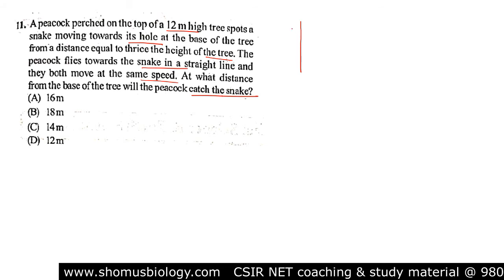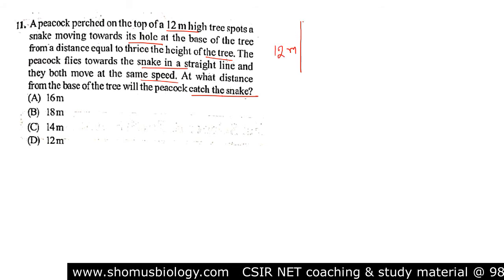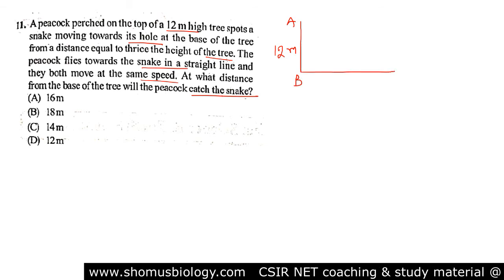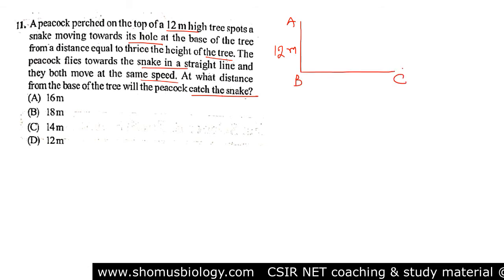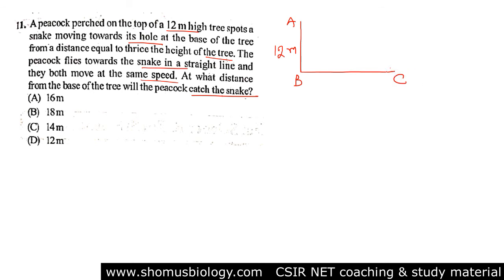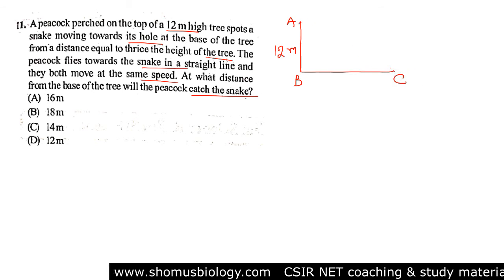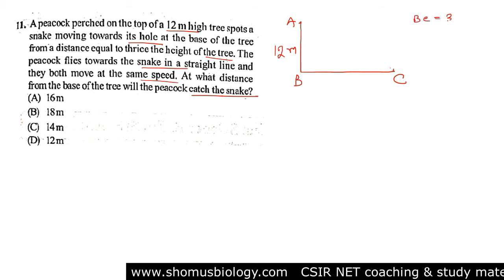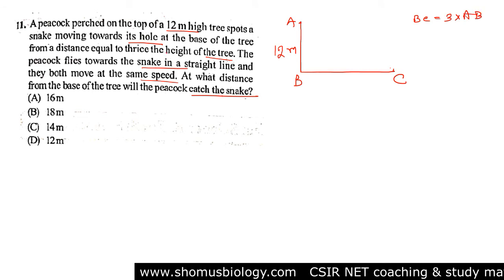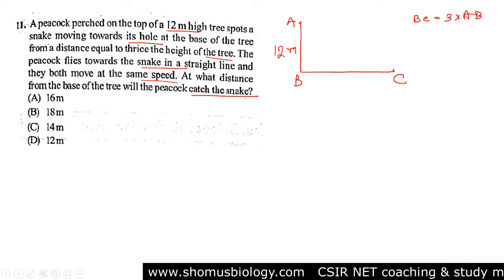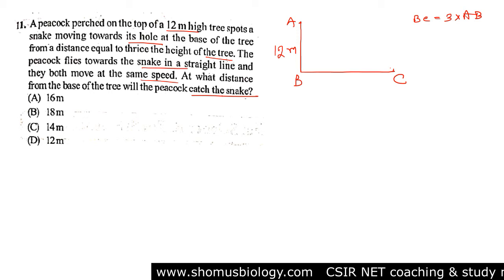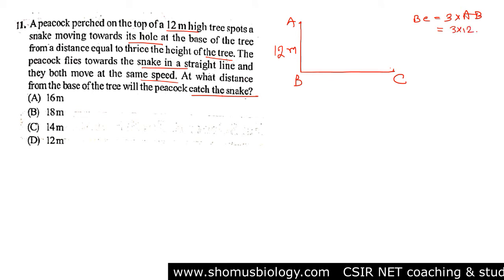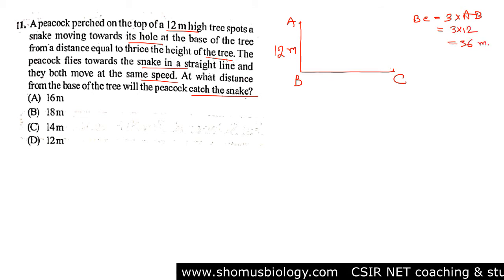So the basic thing is that, what they said is a 12-meter height, this is a tree, and let's assume the tree is AB, and BC is the distance, thrice the height. This is where the snake is. The snake is present at point C, the peacock is present at point A. Now what they say is that BC equals thrice AB. AB is given, 12. So BC equals 12 into 3, that is 36 meters.